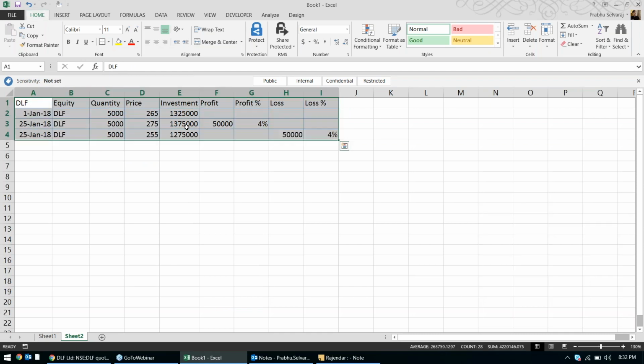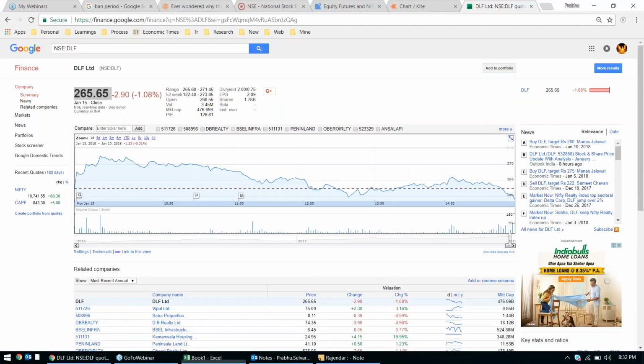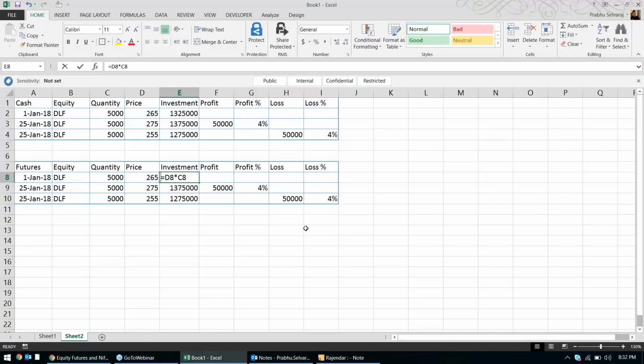Okay, now you can say, I cannot invest so much into the market. What is the alternative available for me? That is futures. Now in futures, to buy the same amount of 5,000 shares, what is the investment you need? The investment you need is 1,68,000, maybe 1,70,000, we can keep a round figure. So you need an investment of only 1,70,000 to buy the same amount of shares.